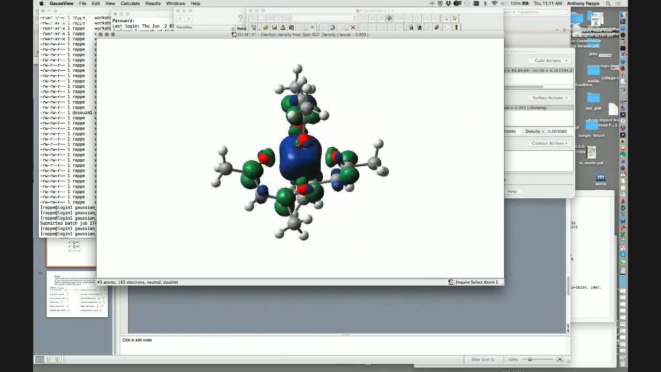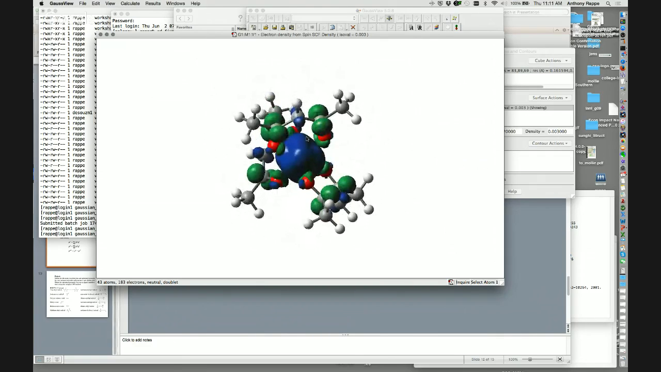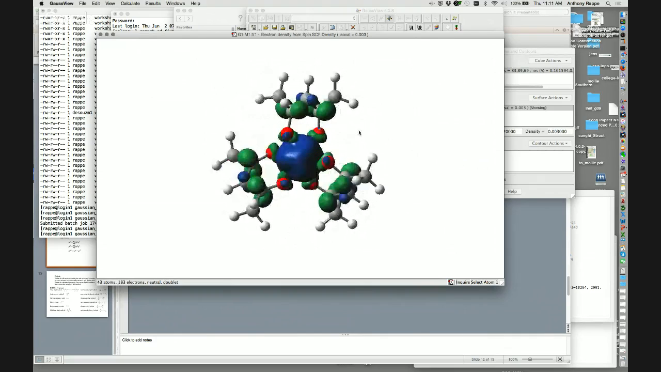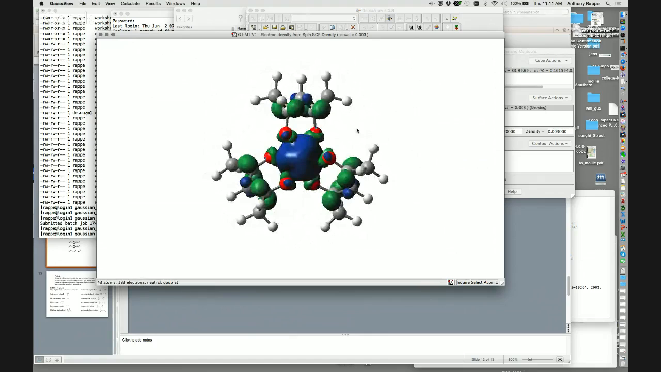So if you rotate that around, we see that the extra electron is in a set of p orbitals. It is in a pi orbital on the acetylacetonate, but it's symmetrically disposed over all three, but of opposite sign. It's antiferromagnetically coupled. Yes?